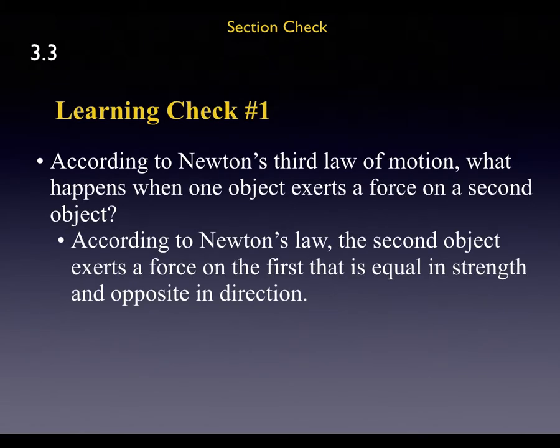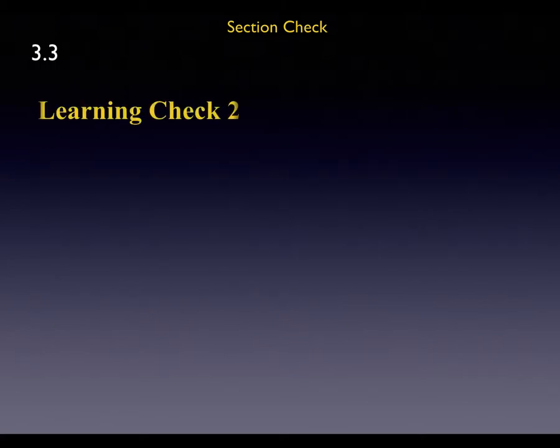All right, we have a couple learning checks. So learning check number 1, according to Newton's third law of motion, what happens when one object exerts a force on a second object? According to this law, the second object exerts a force on the first that is equal in strength and opposite in direction.